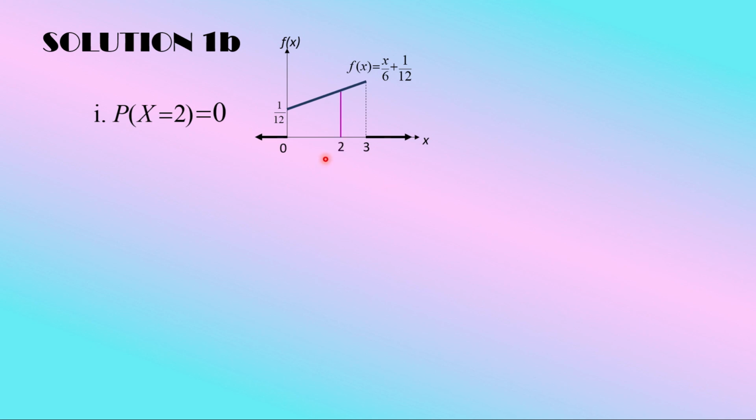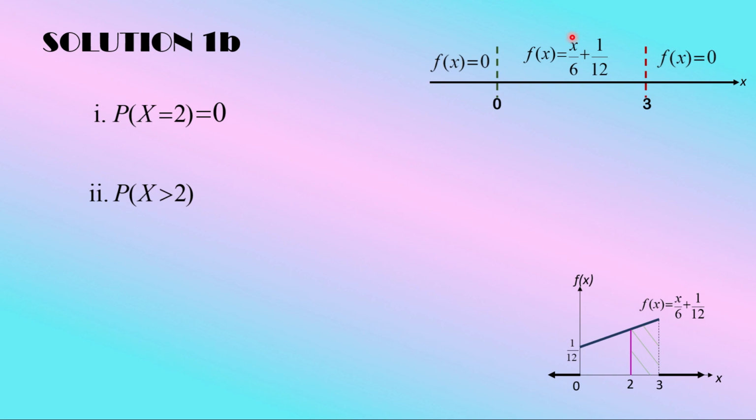Solution 1b. Find the probability of random variable x at x equals to 2. So the answer is 0. Why? It is one of the properties of the probability density function, and it can be explained by the graph. It is just a line at x equals to 2. So the probability that x is equal to 2 is the area of a line, and remember the area of a line is 0.